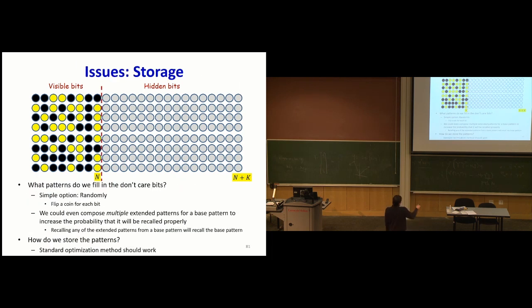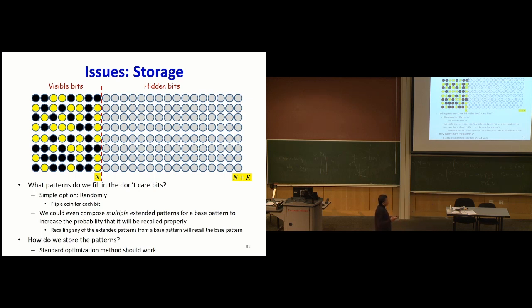Now, how do I actually fill in the don't care bits? How do I expand my n-bit patterns? I can do this randomly. I can flip a coin for each bit. I can even, if I want to assign importance to different n-bit patterns, create multiple extended patterns for each of these and try to store them all. There are different ways of manipulating the whole thing, right?